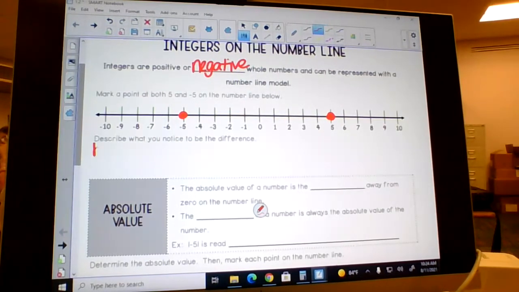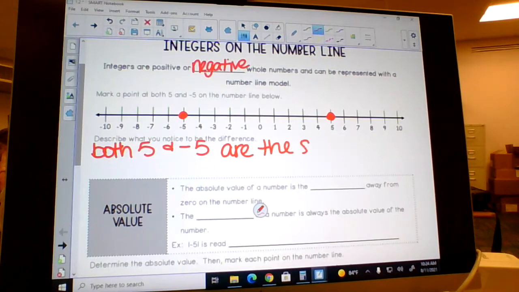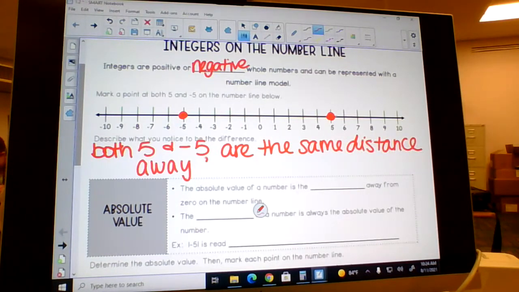So, we're going to write in here, so both 5 and negative 5 are the same, or you can put the equal distance away from 0. And if Sakshi was right, they're just opposites of each other. One's at negative 5, one's at positive 5.